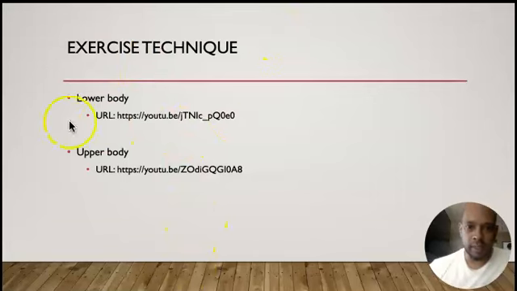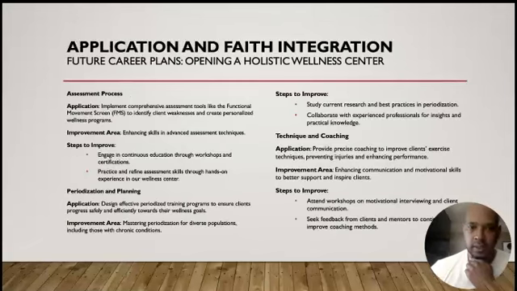Okay. Here are the links for the exercises that I fixed with Andrew. We have the lower body and upper body. For the lower body, we did a goblet squat, and for the upper body, we did the incline dumbbell press.